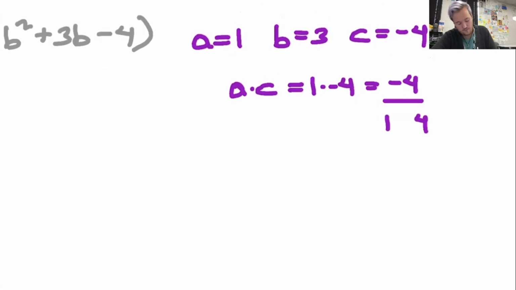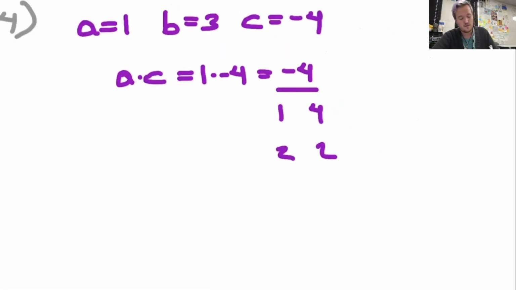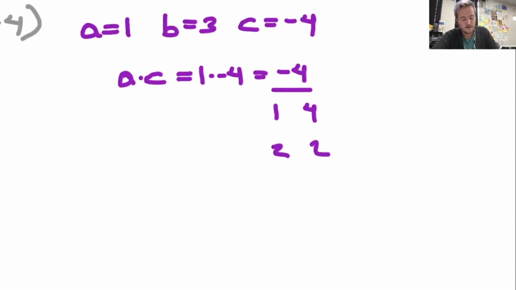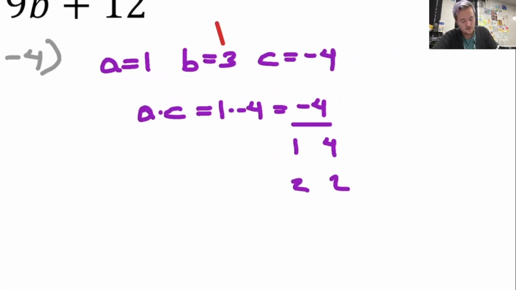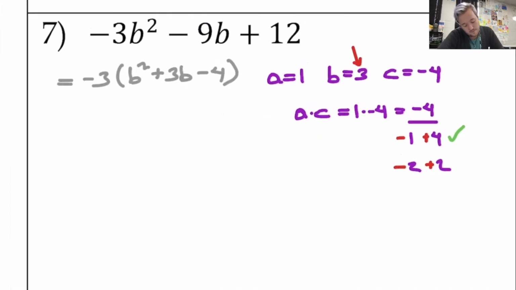So we have 1 and 4, and 2 and 2. Now because it's negative, match the bigger value with the sign of b. Our b value here is positive, which means our bigger numbers have to be positive, which means our smaller numbers have to be negative. In order to get them to add up to a positive 3, we have to use negative 1 and positive 4. So to split the middle, I'm going to use negative 1 and positive 4.